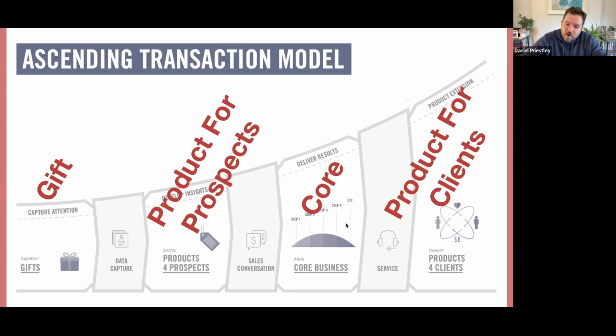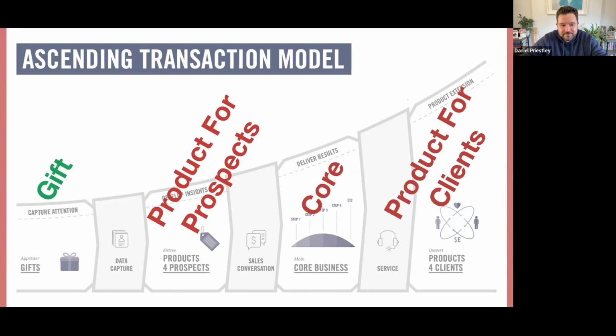So core offering is the bulk of what you do. The product for clients is the ongoing subscription or the logical next step. The gift is the free thing you can give away. The product for prospects is the easy or cheap first step to get going with.